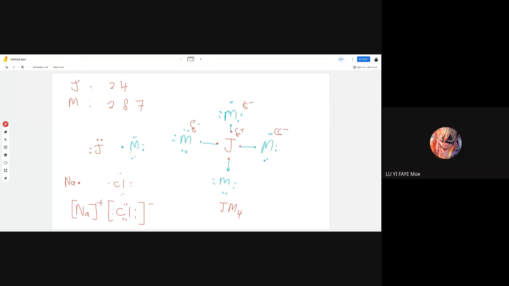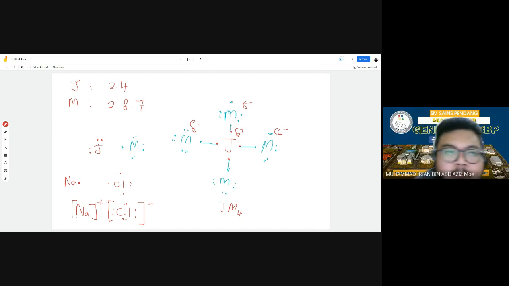Teacher, I get where they share single bonds, but the place where I don't get is the minus plus thingy. No, tak payah tahu pun actually. Okay, so how do you know? Macam mana nak tahu which one is in the middle, or actually if you want to know which atom yang dekat tengah ni, okay, kenapa bukan M tu dekat tengah, kenapa J dekat tengah? Okay, so kita tengok kepada Pauling scale.